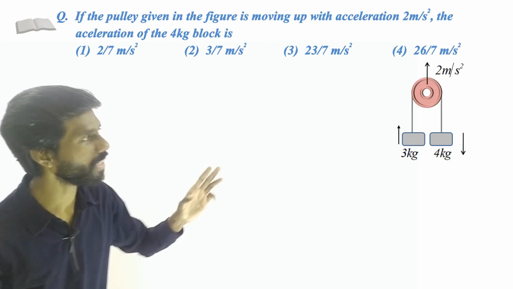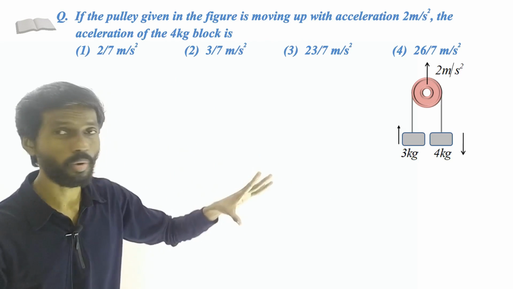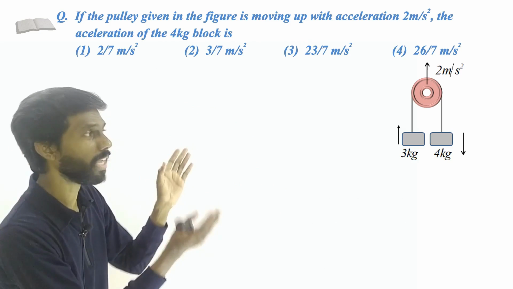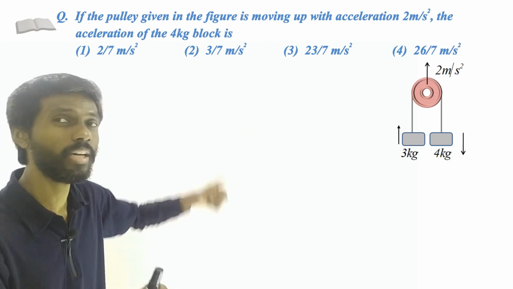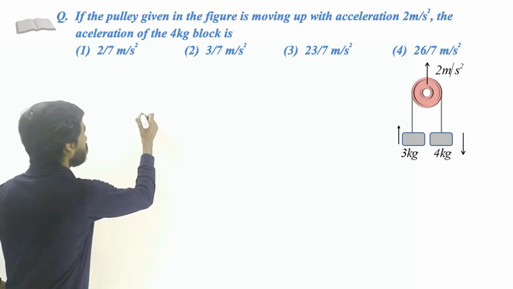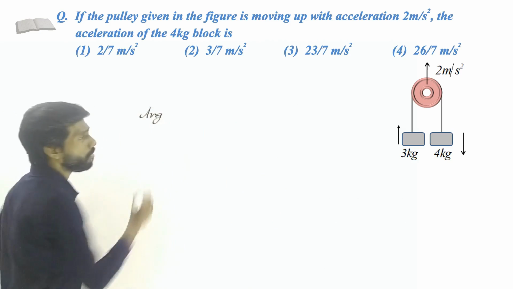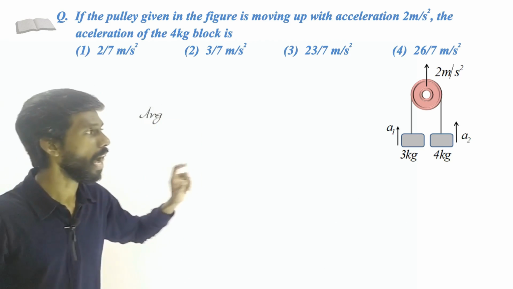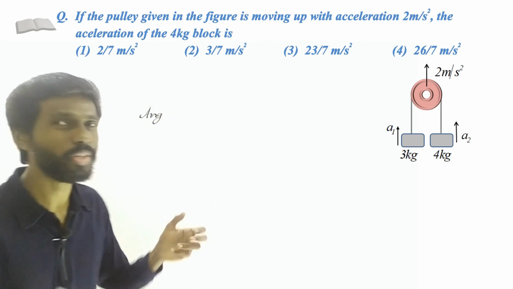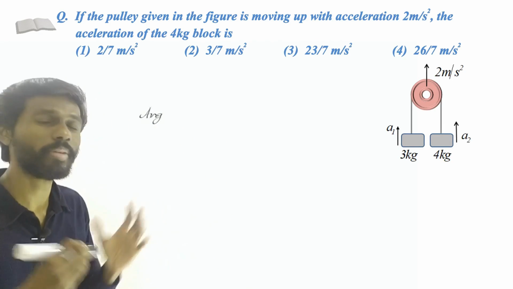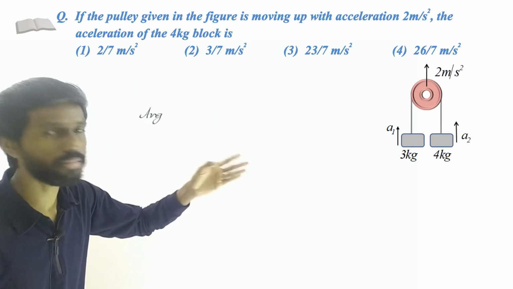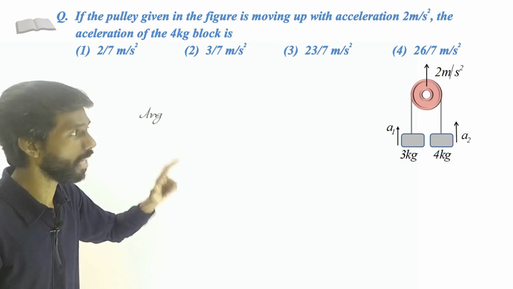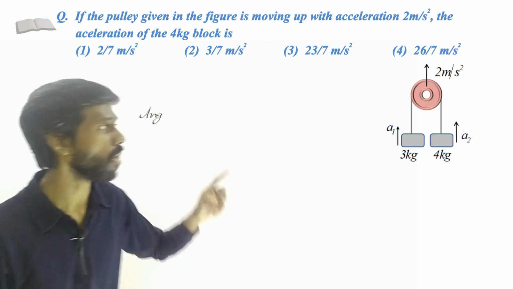What is the average method here? The average of the accelerations of these two blocks is the acceleration of that pulley. These two strings have some accelerations, and the average of that is the acceleration of the middle one, that is the pulley. Now let us use the average method. What is the acceleration of the 3 kilogram block? Let us take that to be A1 in the upward direction, and the 4 kg block A2 in the upward direction. We don't know which one is moving upward or downward. Maybe both are moving upward, but let us take both accelerations A1 and A2 to be in the upward direction. Then the average of these two is the acceleration of that pulley.